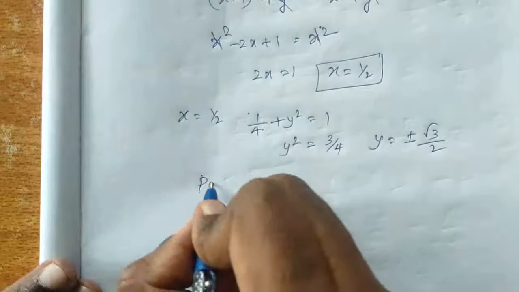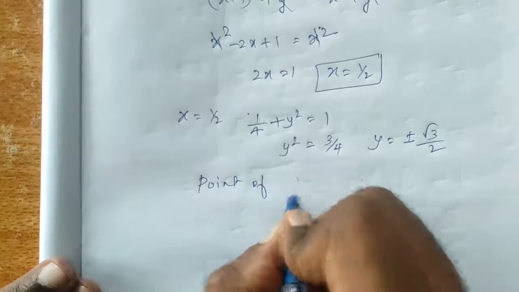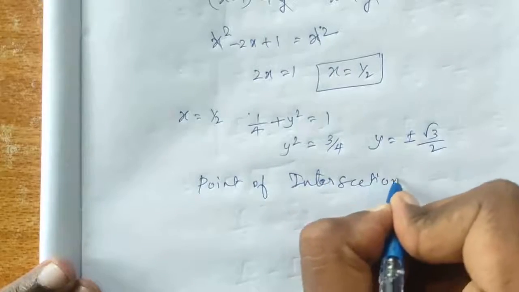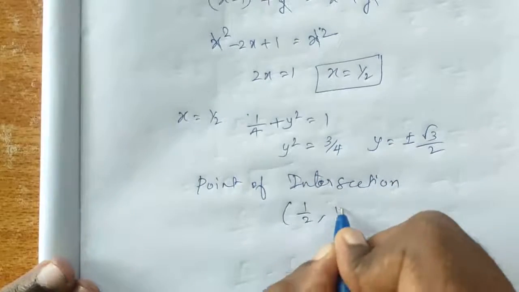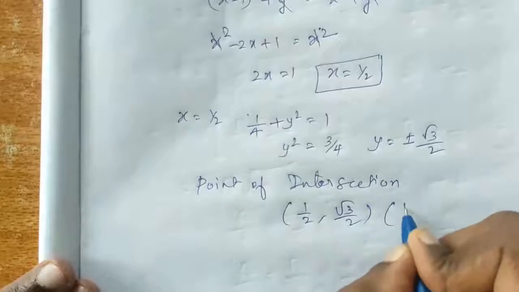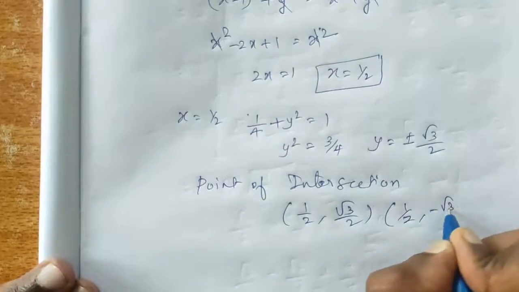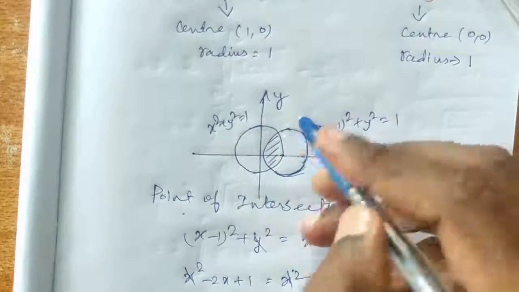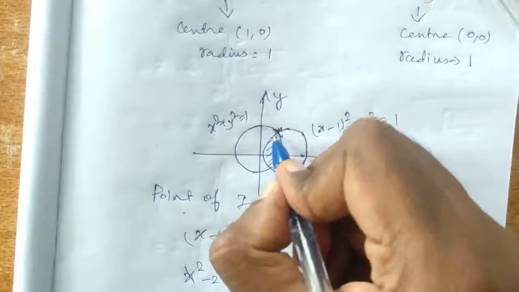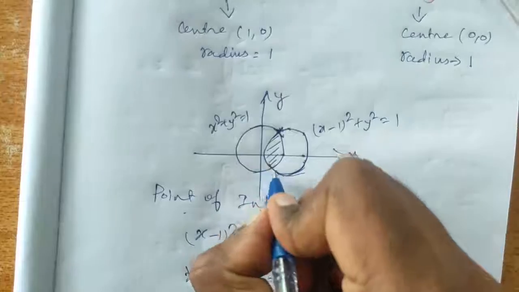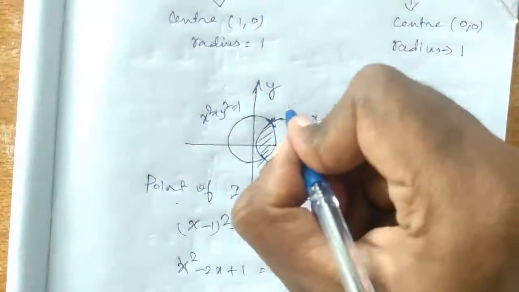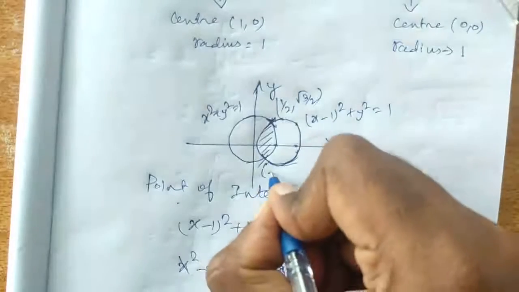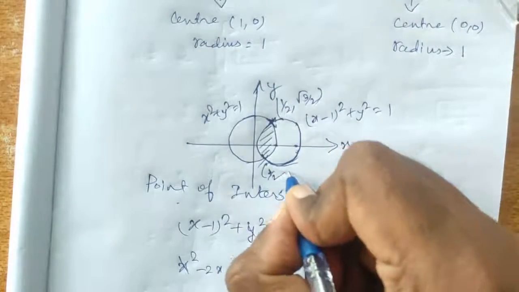So the points of intersection are 1 by 2 comma root 3 by 2 and 1 by 2 comma minus root 3 by 2. So the circles intersect at 1 by 2 comma root 3 by 2 and 1 by 2 comma minus root 3 by 2.